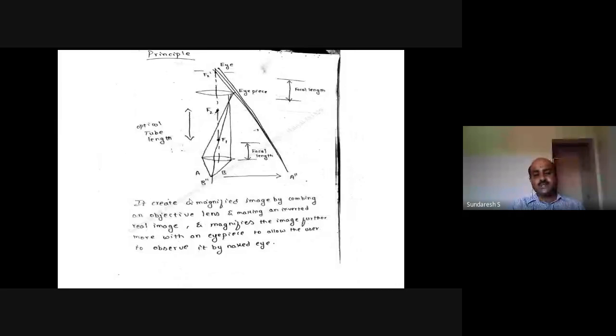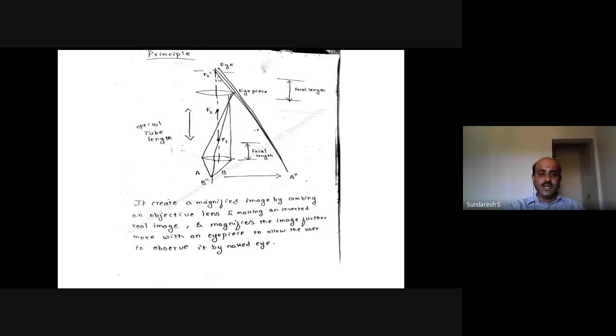The principle is like this. Look at here. This is the ray diagram that you might have understood from your physics. To create a magnified image, the objective lens makes an inverted real image and magnifies the image further with the eyepiece to allow the user to observe it by naked eye. So this is the optics. Totally, it is an optics.